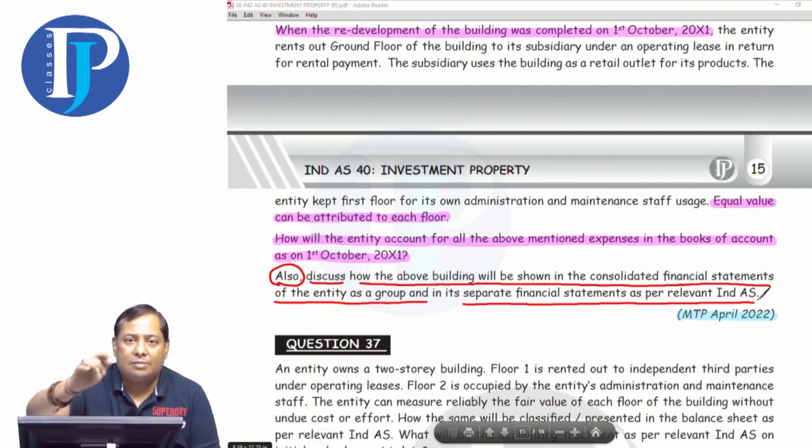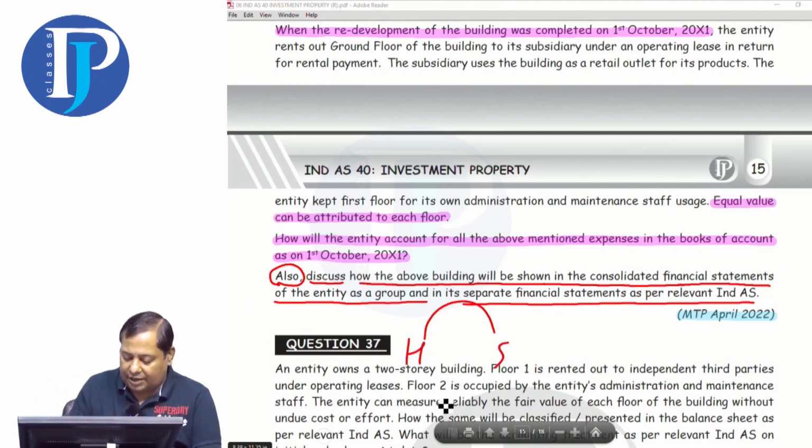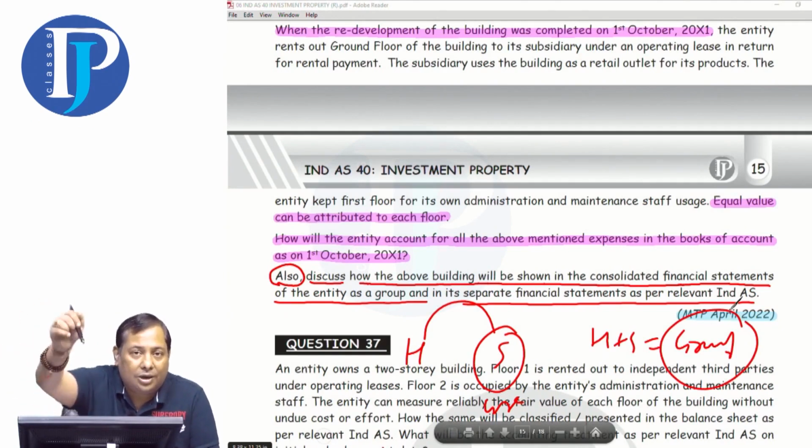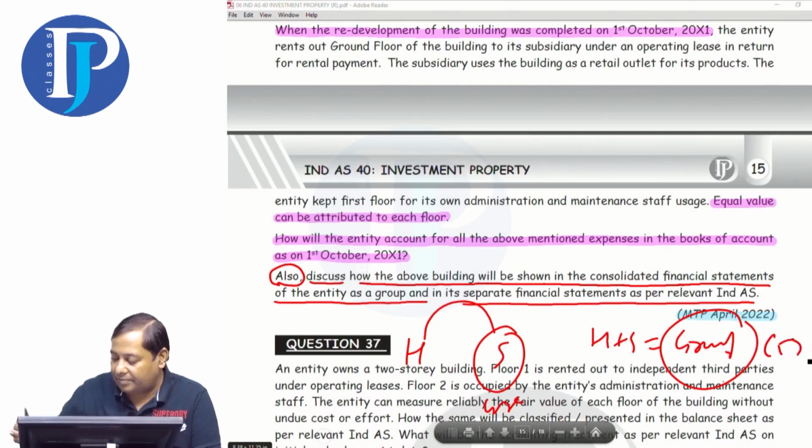When we are talking about CFS, it goes to subsidiary from holding. So subsidiary is using it. When we combine H and S, a group will be formed. The building is being used within the group and not outside. If it's used within the group, then we will charge 16% on the overall amount under CFS. I have already explained this in class.